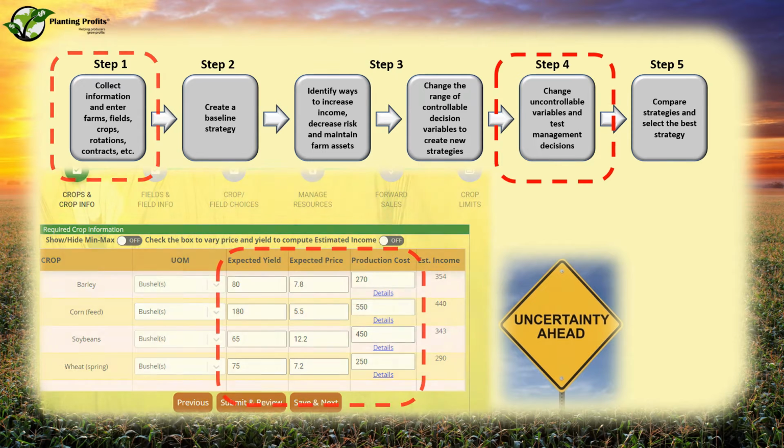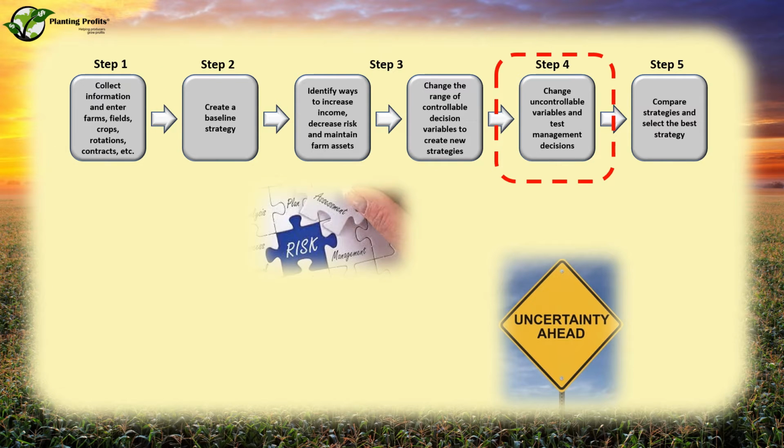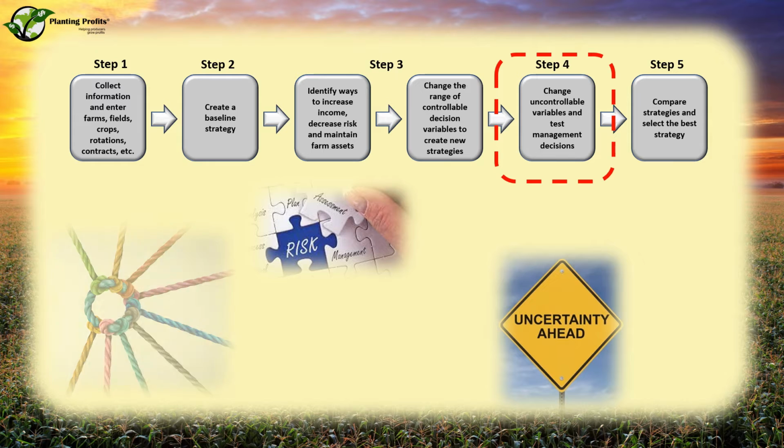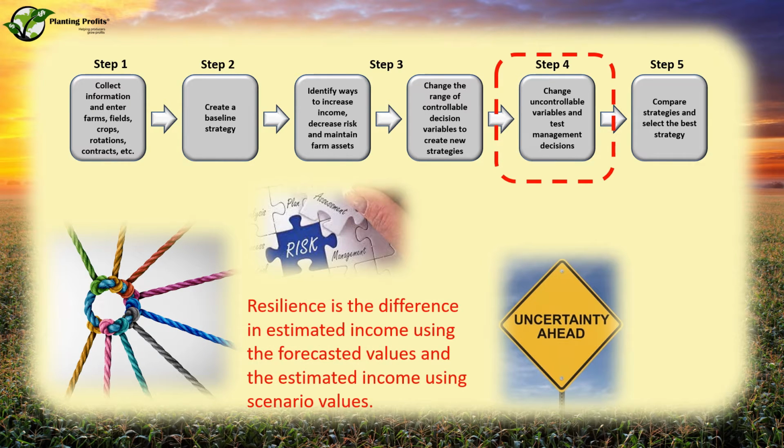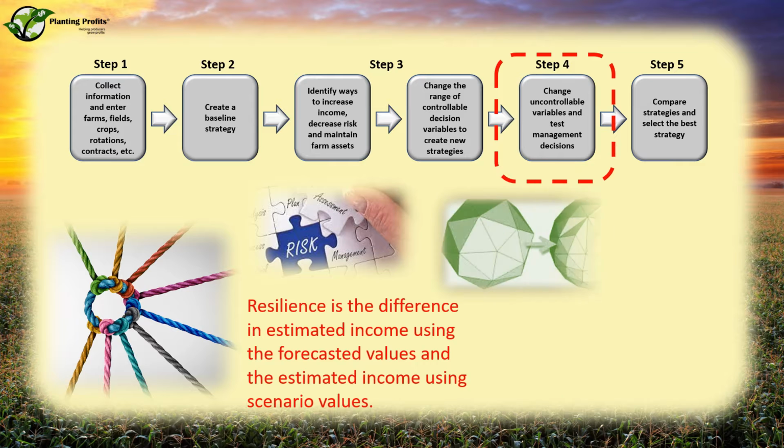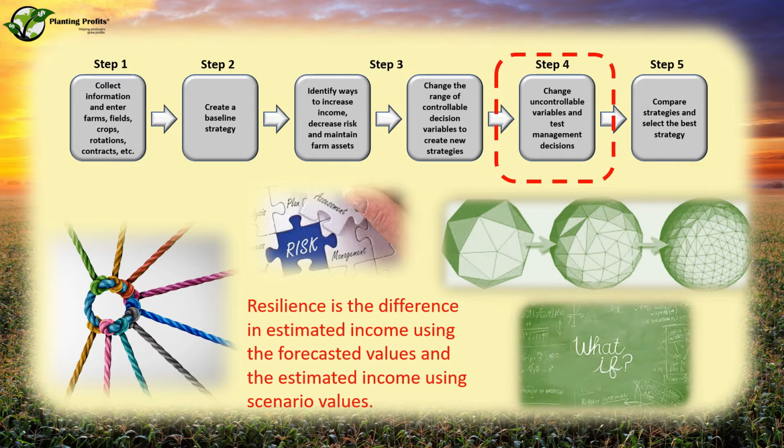But a good crop mix needs to be able to withstand the downside of forecasts we use. That's resiliency. Here, resilience is the difference in estimated income using the forecasted values and the estimated income using the scenario values. We need to use scenario analysis to see where we might further refine our strategies and ask the right what-if questions. That's Step 4.